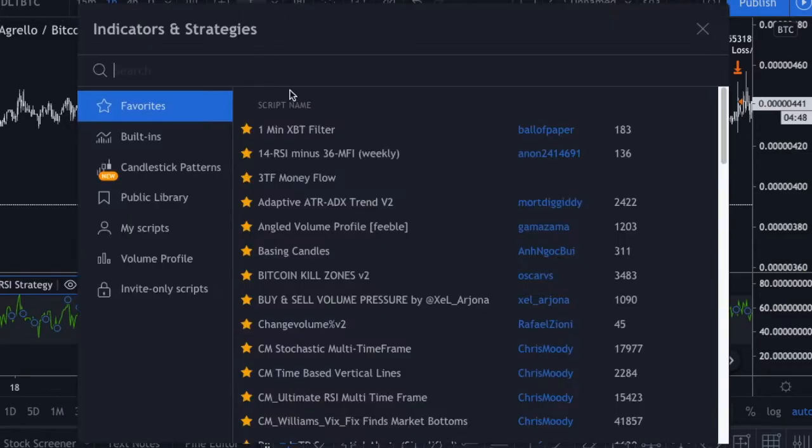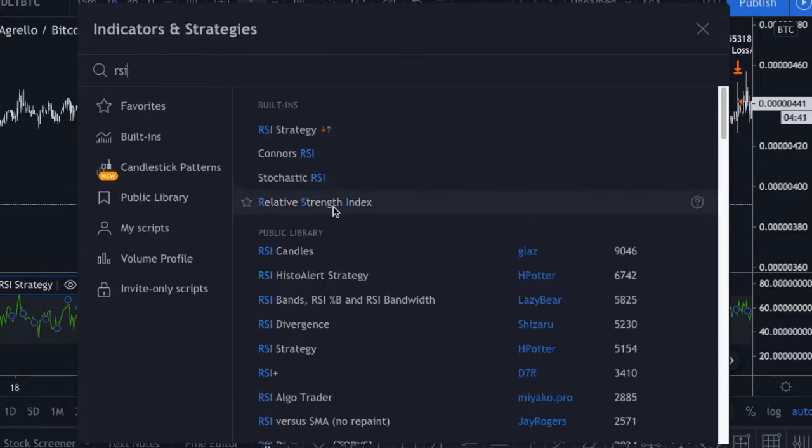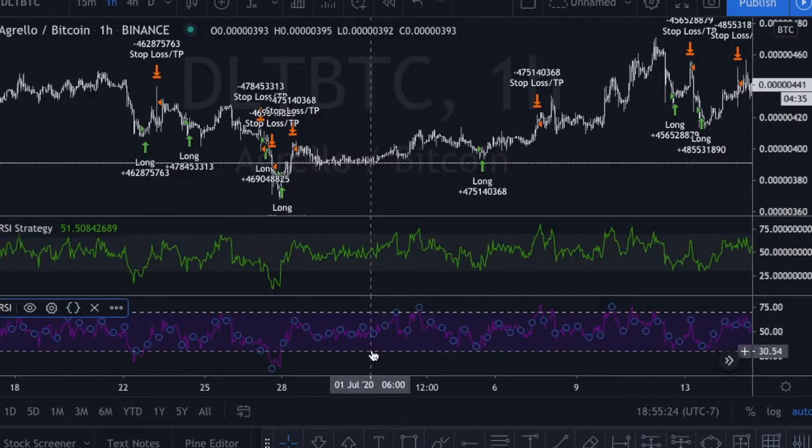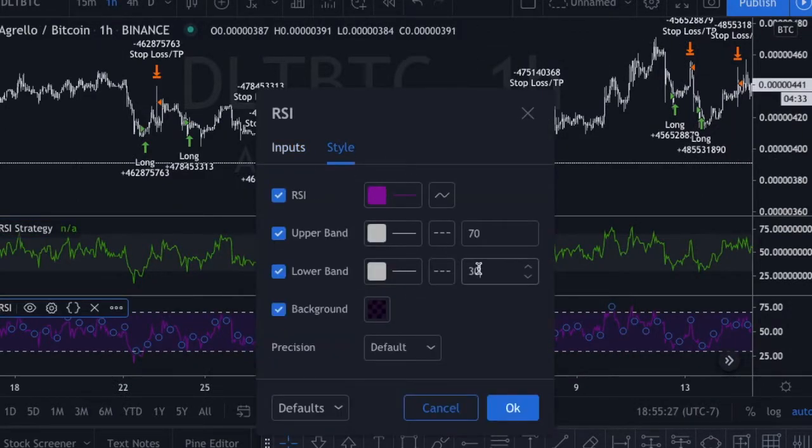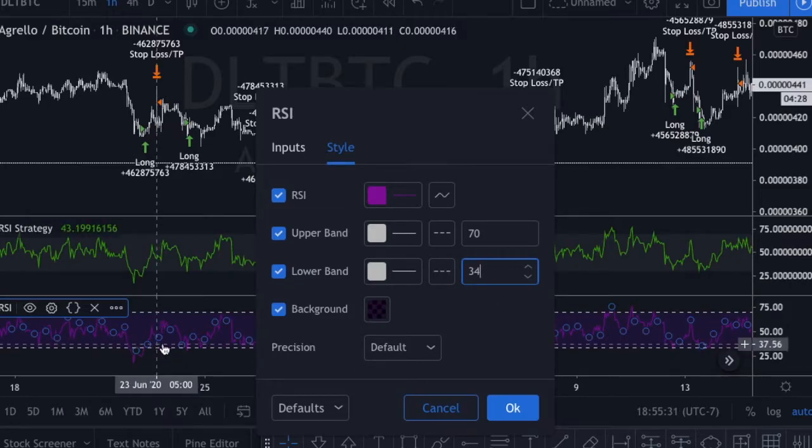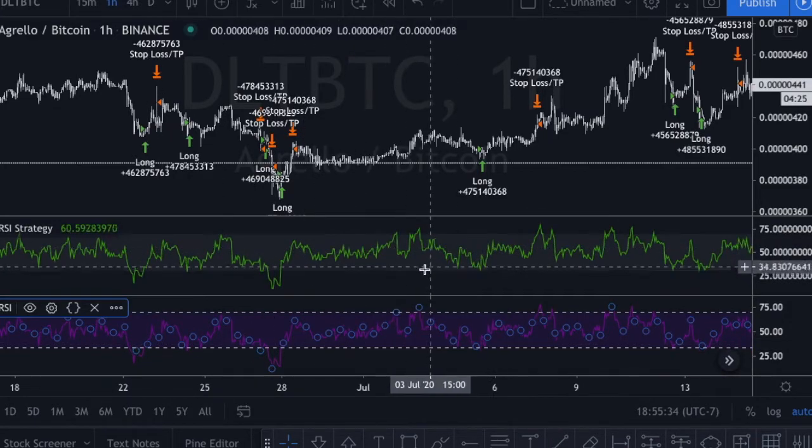What I mean by that is if I bring up the RSI indicator, relative strength index right there, you're going to see this band down here is set at 30 right there. And all we're going to do is move that just a little bit up to 34. So it looks like that. And that's what this upper indicator here is.